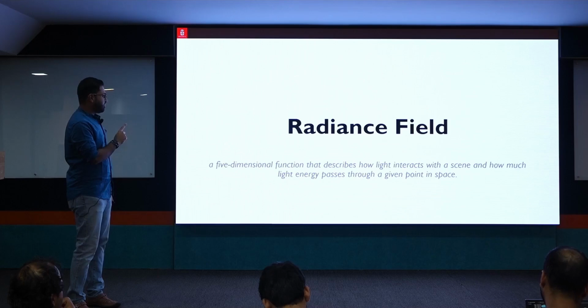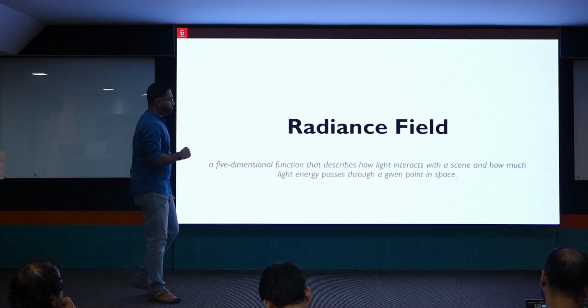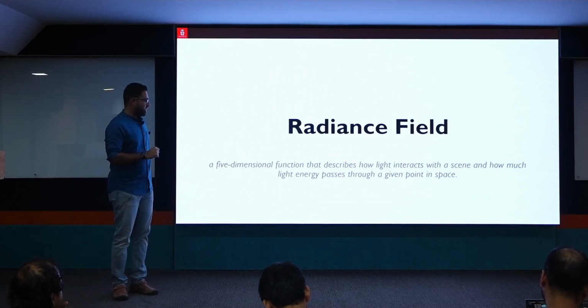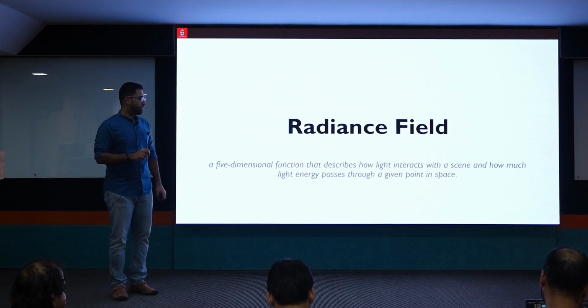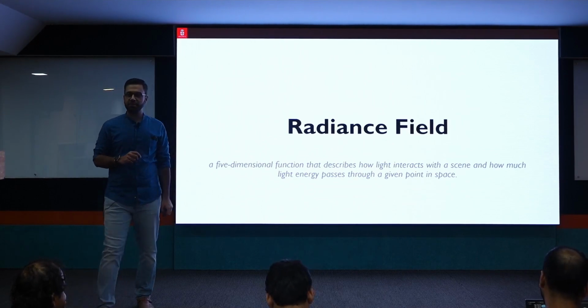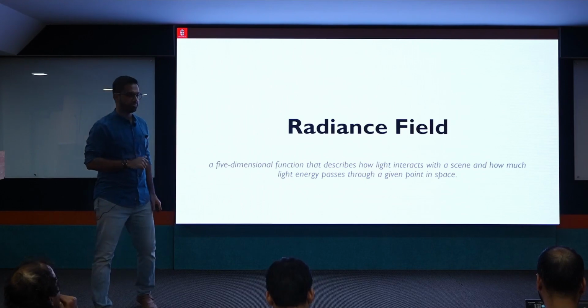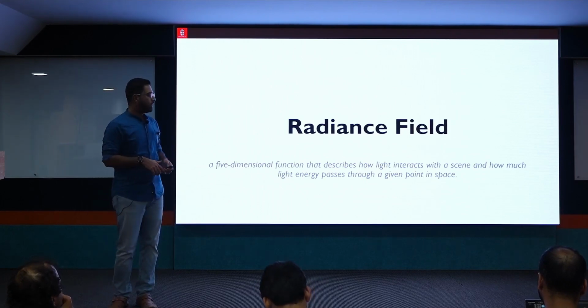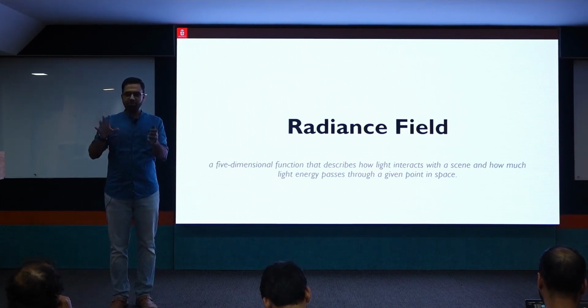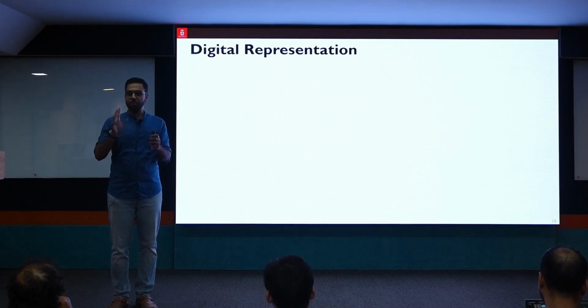But a radiance field is a 5-dimensional function that describes how light interacts with the scene and how much light energy passes through a given point in space. Okay? And it turns out that this has deep connections to computer graphics and specifically the rendering equation, which we'll talk about later. But I think at this point of time, it's useful to think about the radiance field as modeling two things.